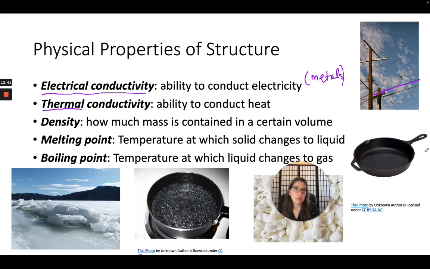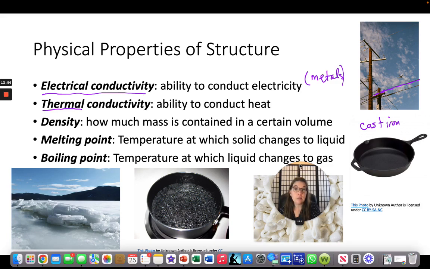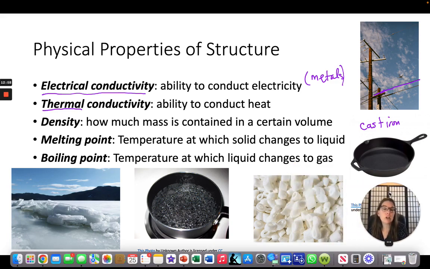So an example of thermal conductivity that I like to give is cast iron, which is one of my favorite ways to cook. But if I were frying bacon on this thing, I would not want to touch the handle with my hand, because that has very high thermal conductivity. And if this part is hot, then so is the handle. And I'm going to need something that has low thermal conductivity, like a hot pad, to protect my hand from the heat flowing through it. Otherwise, I'm going to get burned.